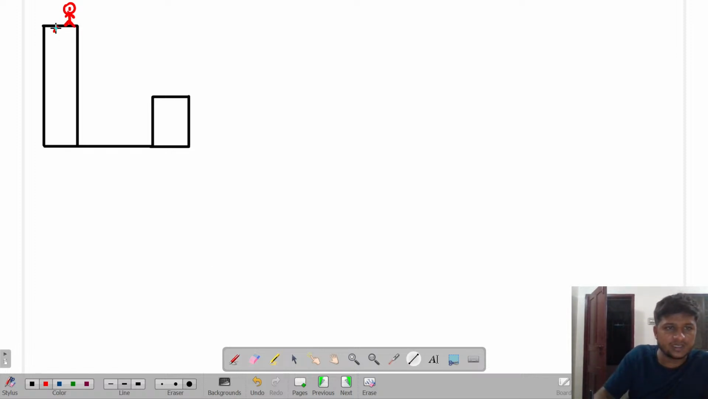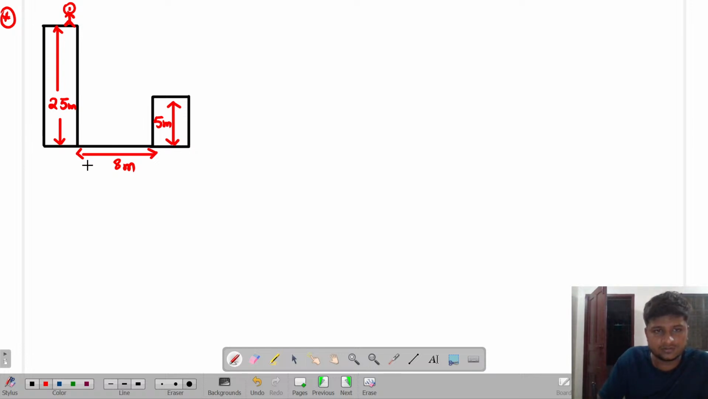And the height of this building is given, 25 meters, and this another building is located at exactly 8 meters, and the height of this another building is, let's suppose, 5 meters. This Deepu wants to jump from here to here.